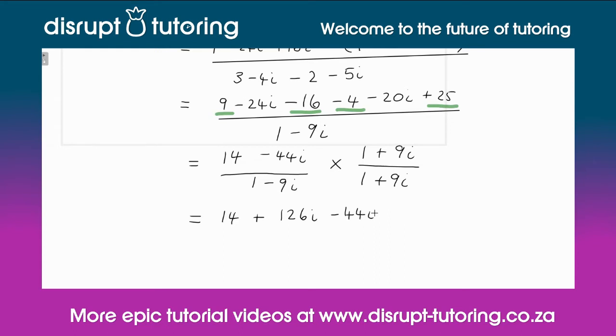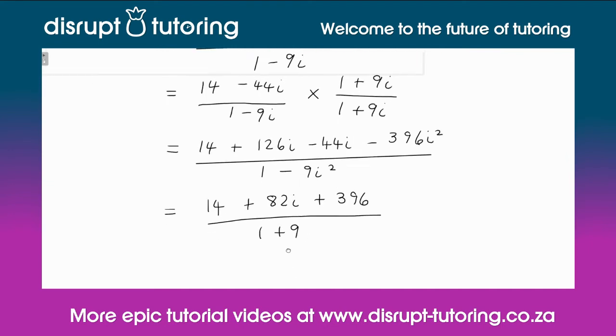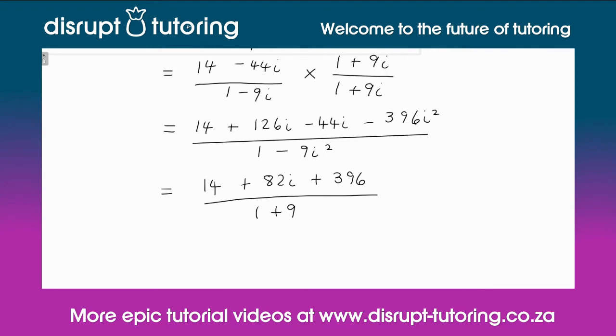minus the 44i minus 44 times 9, which is 396. Oh, and I forgot about my i squared. i squared. And then 1 minus 9i squared. Now if we collect like terms again, so 14, got 126 minus 44i, so that is 82i plus 396 all over 1 plus 9. And then again, we're still adding like terms. 14 plus 396, 410. So 410 plus 82i, and we must split it over our denominator of 10.